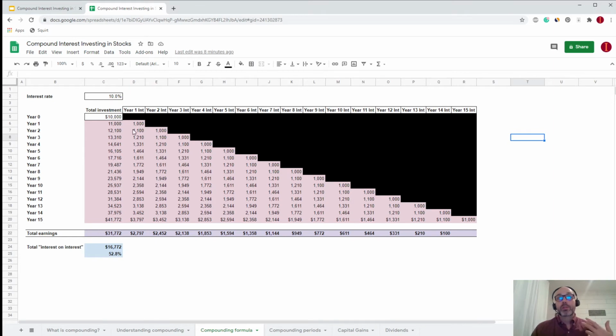Okay, but let's look at year one. The year one's interest, that $1,000 earned from year one, turns into $3,797.